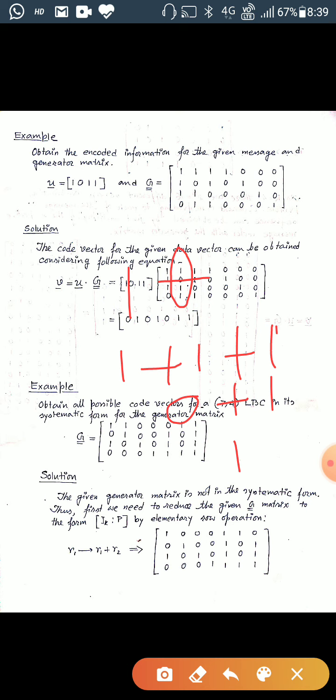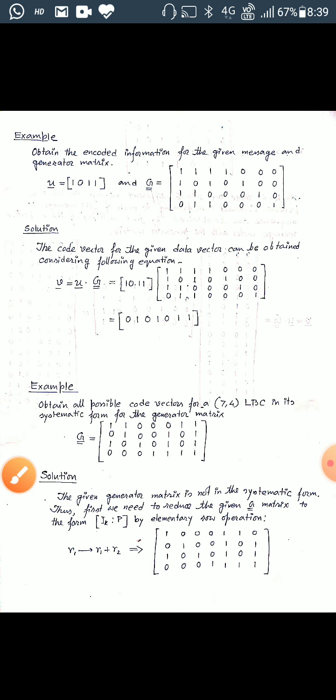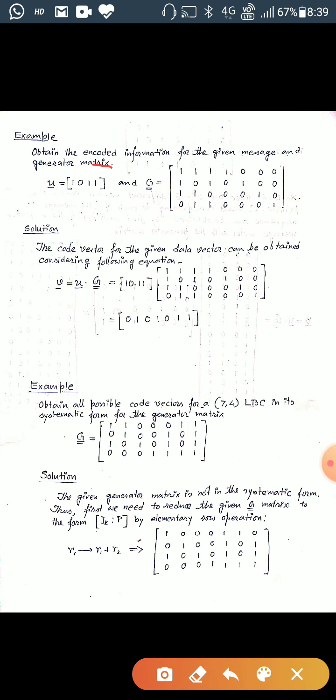So look, here the value 1 is coming near the image bit position. By this way you can get the individual message signal, and what will be the code word. If you look carefully, the message is 1011, and here this is 1011. So it can easily be identified which one is used for the redundancy bit or parity bit.